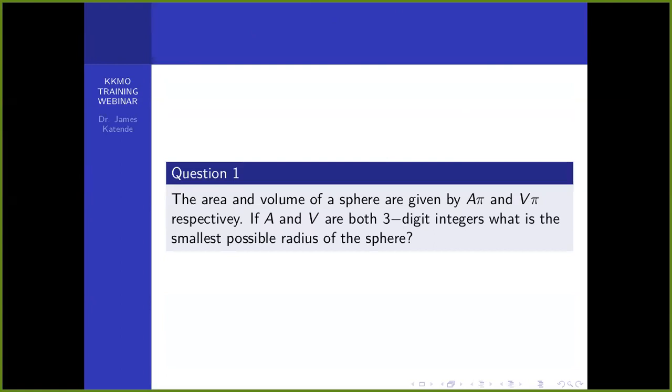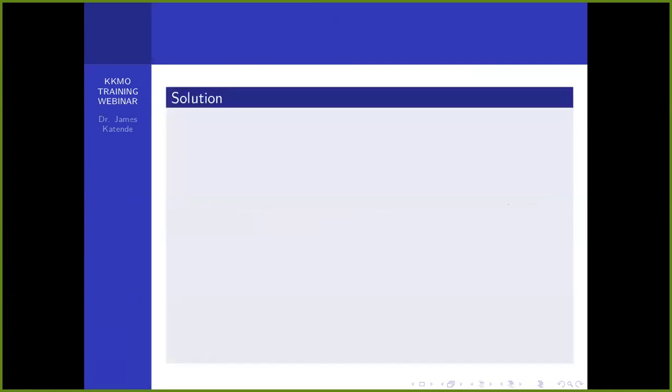So we remember the statement of the question. We have the surface area and the volume of a sphere as A pi and V pi respectively. We are given that A and V are both 3-digit numbers, and the question is, what is the smallest possible radius of the sphere? So we know the formulas: 4 pi r squared for the surface area, and 4/3 pi r cubed for the volume.